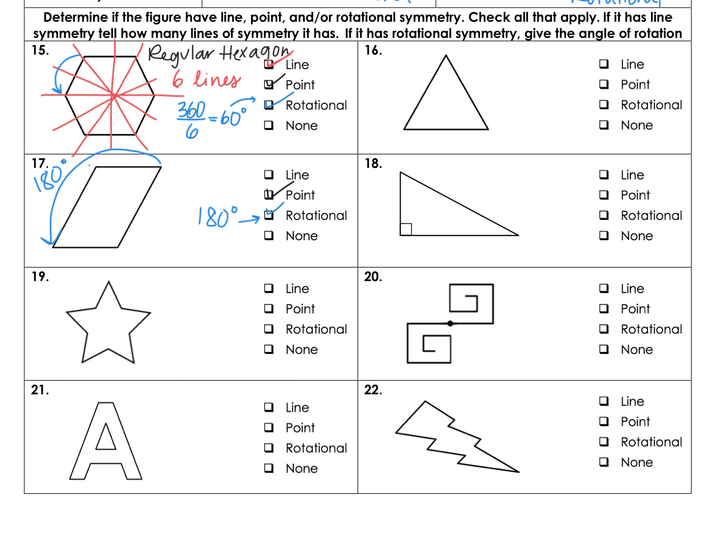Okay. I'll put mine on the board if you're scared. You should try yours. Maybe get a pencil next time. Make sure you tell me how many lines, if it does have lines. Tell me the number of degrees, if it does have. Yeah, it's 120.